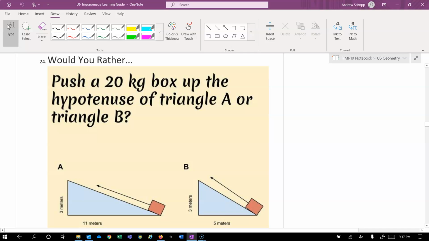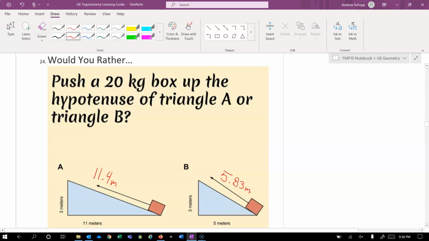Okay, hopefully you've had a chance to think about this a little bit and maybe identify why you would choose A or B. I'm going to look at some of the quantitative information and see if we can figure out why other people might choose that. On A, we have a height of 3 meters and a length of 11 meters. If we were to use the Pythagorean theorem, we'd be able to determine that the other side length is approximately 11.4 meters. And if we compared that to triangle B, we could see that the side length is 5.83 meters.